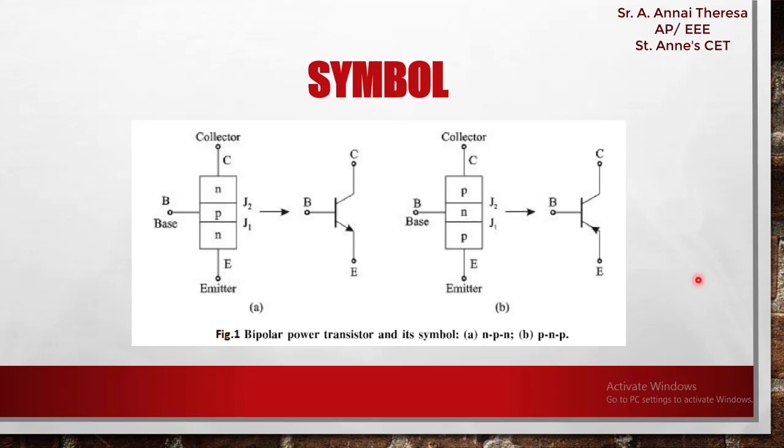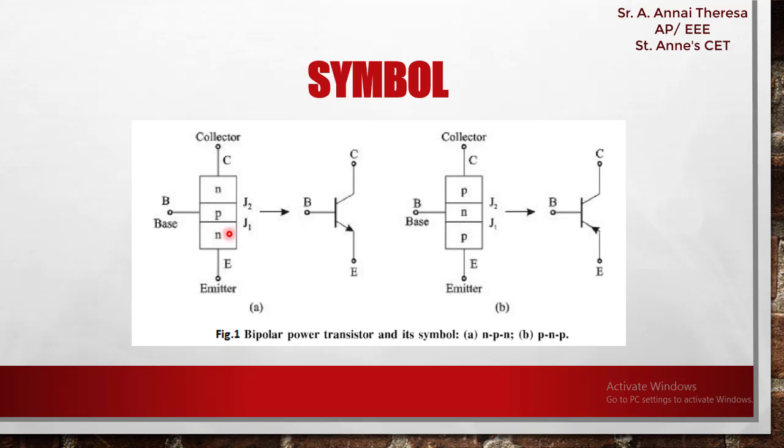This is the symbol of BJT. So we have here PNP transistor and NPN transistor. See the symbol, there are three terminals: base, collector and emitter. In NPN transistor, the arrow is outward in the emitter terminal, and in the PNP transistor, in emitter terminal, the arrow is inward. So this is the difference between NPN and PNP transistor.